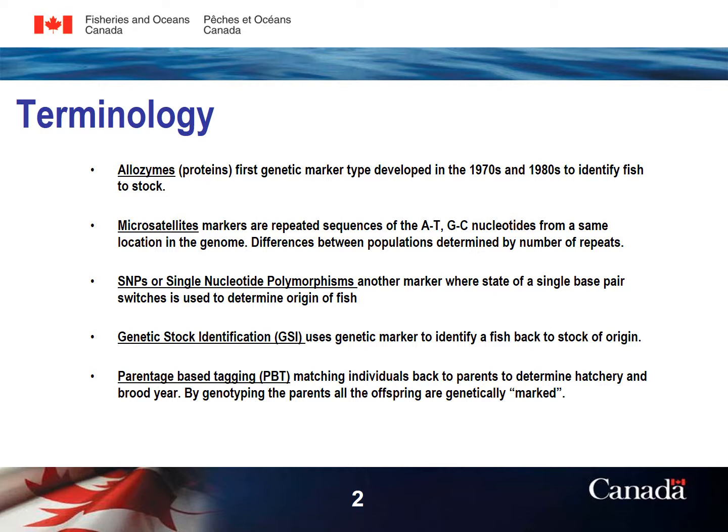Genetic stock identification, or GSI, is a method of using one of a number of genetic markers to identify a fish back to stock of origin. This assignment requires a baseline of representative populations, usually over the range of the species. Parentage-based tagging, or PBT, matches individuals back to parents to determine hatchery and brood year. Because PBT is matching, this provides a high level of precision by identifying the individual parents.